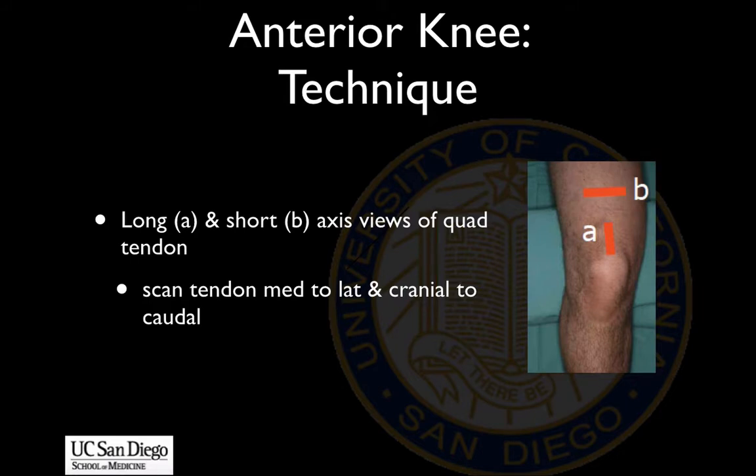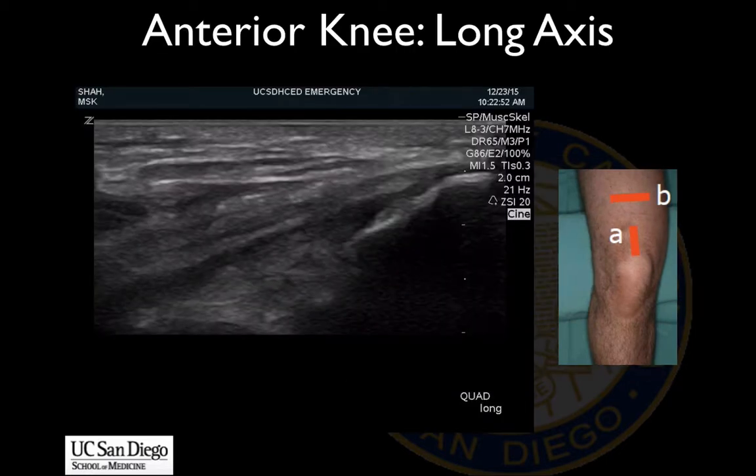The first step in the anterior knee exam will involve visualizing the quadriceps tendon in a long as well as short axis. This is a long axis view of the quadriceps tendon. To obtain this view, we place the ultrasound probe just superior to the patella in a longitudinal axis relative to the knee.